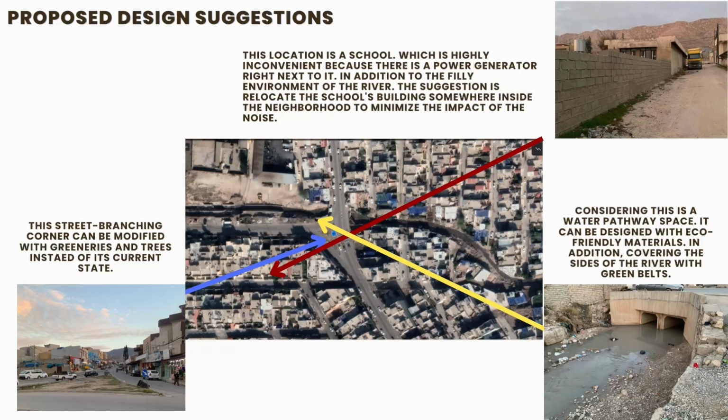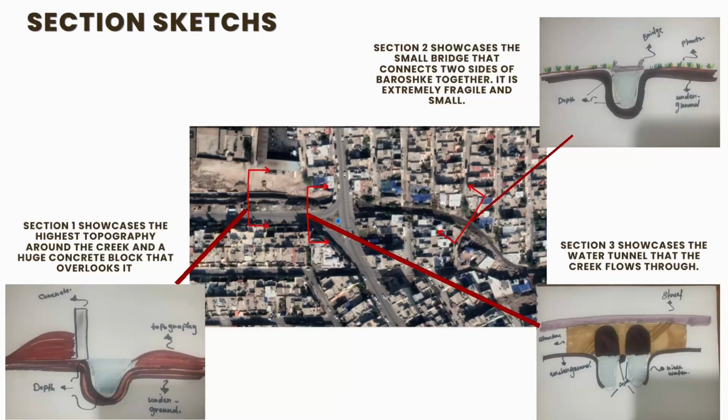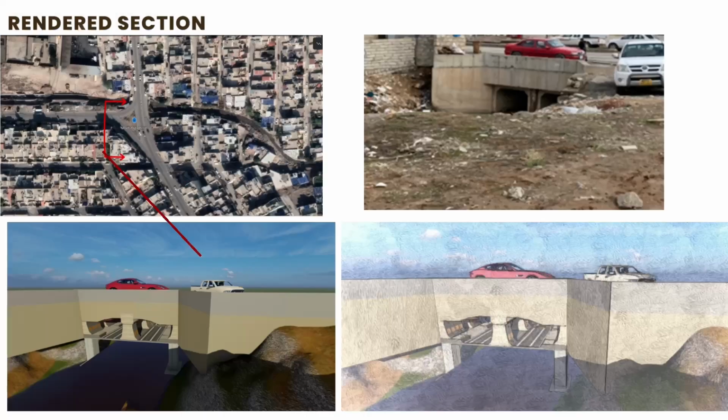For the proposed design suggestions, we have gathered 5 design suggestions that include changing the high school location, designing with eco-friendly material, and cleaning the river area along with adding greenery. Here are 3 hand-drawn section sketches of the current situation of Hishkaro Creek in Baroshke. This is a render sketch of a modified and enhanced version of the river and bridge area.